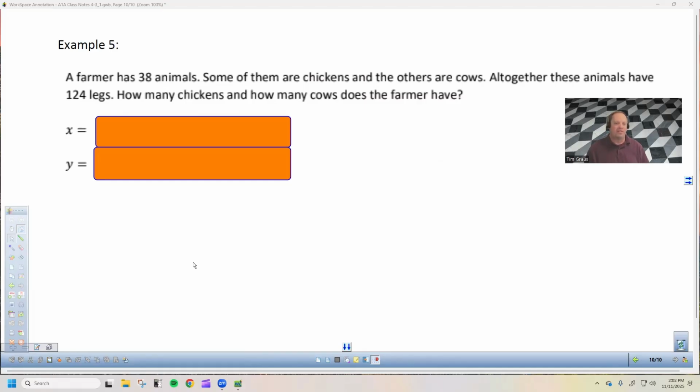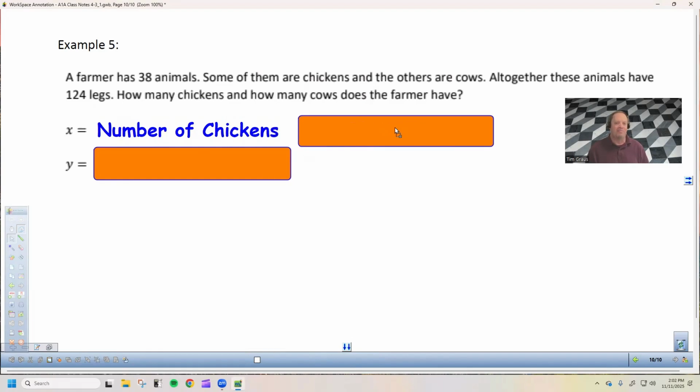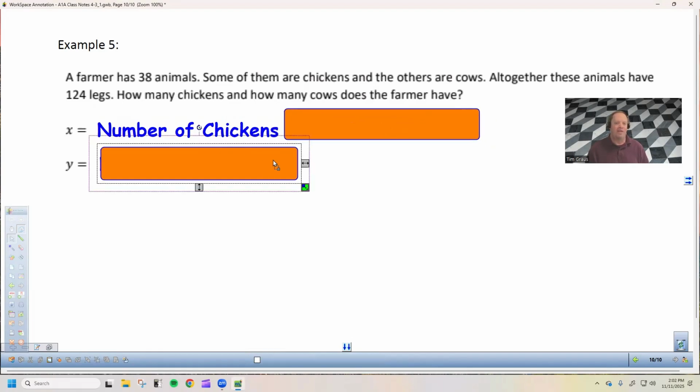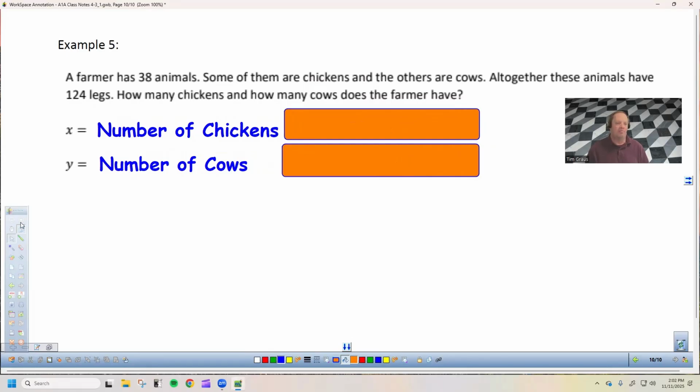So a couple of assumptions here. We're going to assume that all cows have 4 legs, and all chickens have 2 legs. We don't have any unusual chickens or cows here. I'm going to have to use different variables to represent chickens and cows. I can't use C because both words start with C. So I'm going to let x be the number of chickens, and y equal the number of cows.